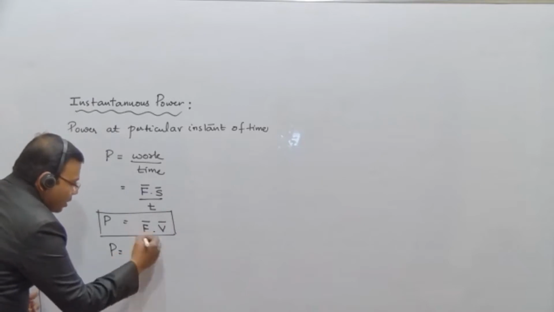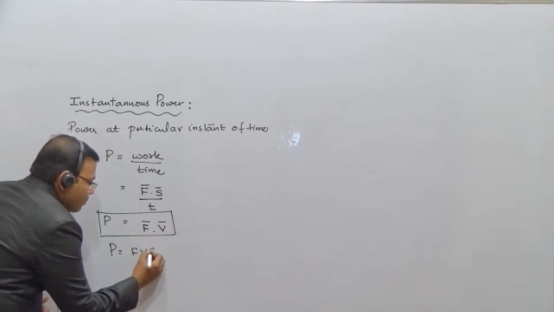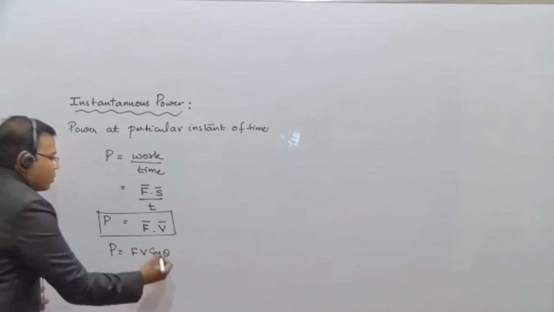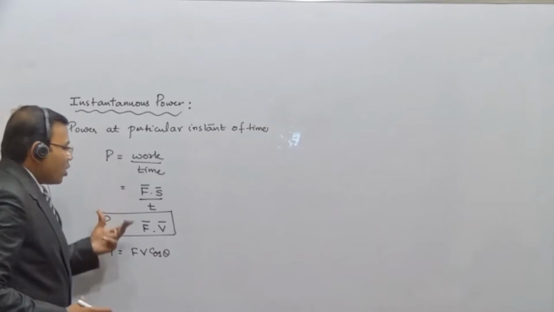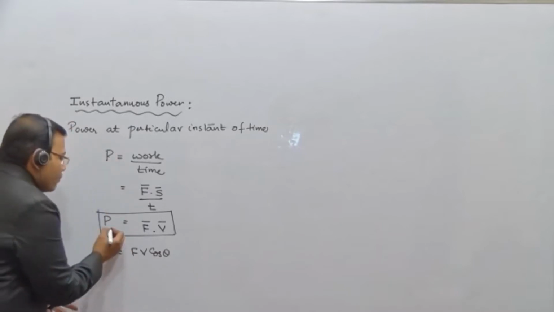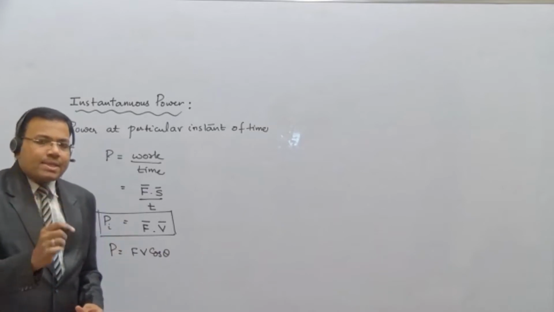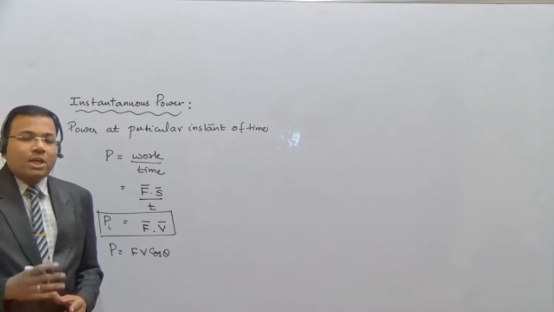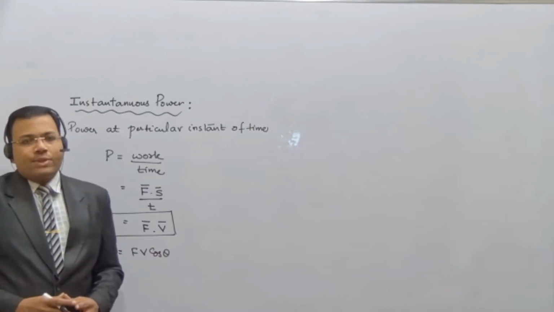But if you want to write in the magnitude form, we can write it with the help of cos theta. So we can write FV cos theta. Now the power we have discussed is an instantaneous power. So I take PI, where I indicates instantaneous. Instantaneous power is the dot product of force and velocity.